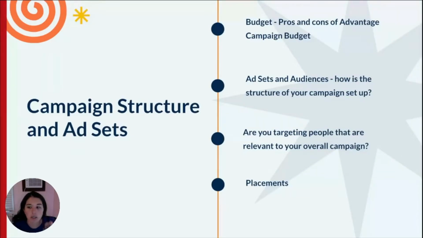You want to make sure that you are targeting people that are relevant to your overall campaign. So really ask yourself, okay, what's my goal? Who's most likely to help me reach that goal? Am I targeting those people? And then another thing to look out for is your ad placements. This includes Facebook and Instagram, newsfeed, stories, etc. So if you are wanting to run ads on Instagram, you might have slightly different creative or slightly shorter ad copy. And so that's just something that you want to pay attention to when setting up your campaigns.